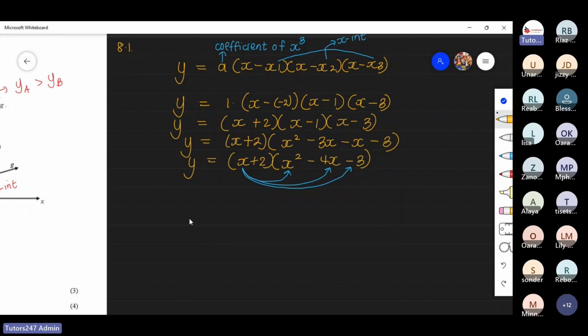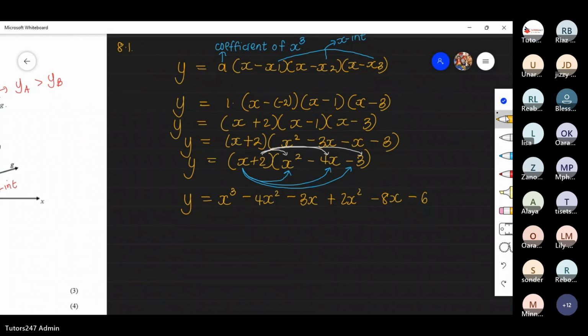So let's start there. We'll multiply that first, then we'll multiply 2. So x times x gives us x cubed. X times negative 4x gives us minus 4x squared. X times negative 3 gives us negative 3x. Now let us multiply positive 2 times the second bracket. So that'll be positive 2 times x squared, positive 2 times negative 4x, and positive 2 times negative 3. So that's going to give us positive 2x squared minus 8x minus 6.